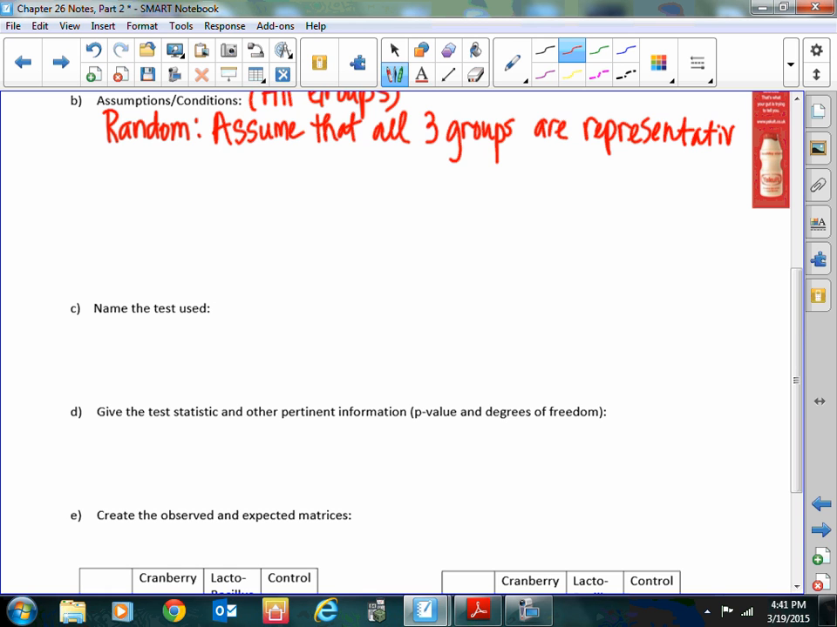And here's a good way to make it a shorter statement: of their respective populations. Then I don't have to write it all out. I don't have to say of all women that take cranberry juice, of all women that take lactobacillus drink, and of all women that drink neither. So, of their respective treatment groups. Okay, so I'm trying to make this as short as I can for you guys.